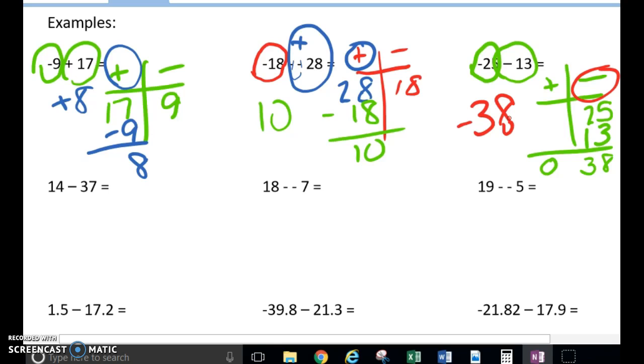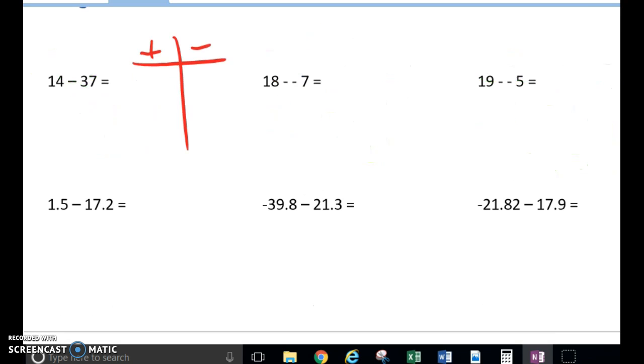Okay, let's go ahead and look at our next one. Okay, my first step is to go ahead and put in my scorecard. Then my next step is to go through and find out, okay, which team is scoring how many points. So the 14 has no sign on it, so we know it's positive. So 14 points for my positive team, and then my negative team scored 37 points.